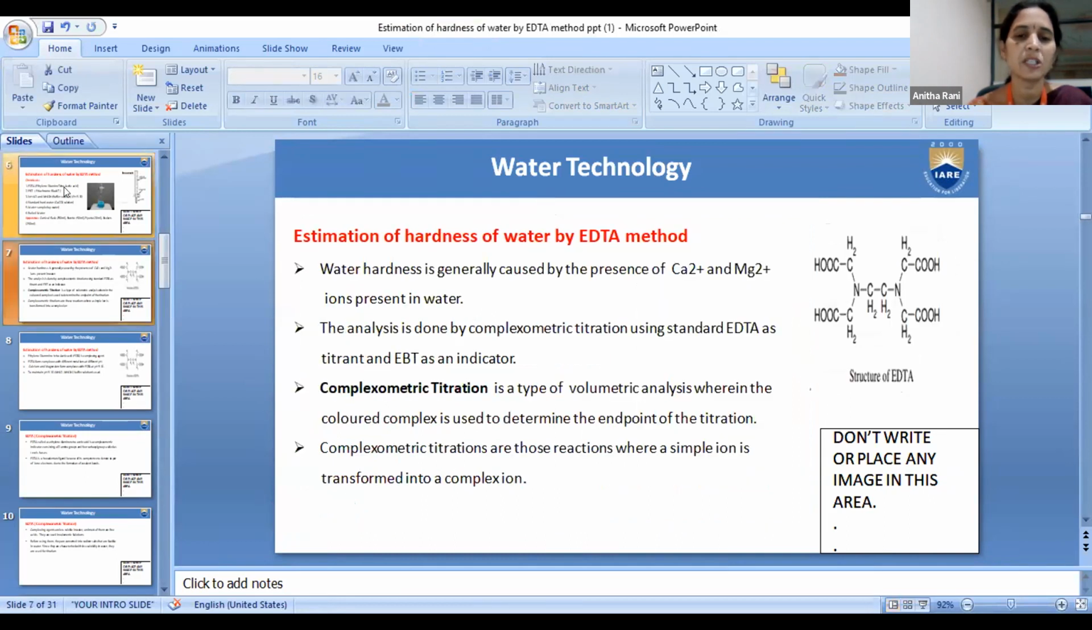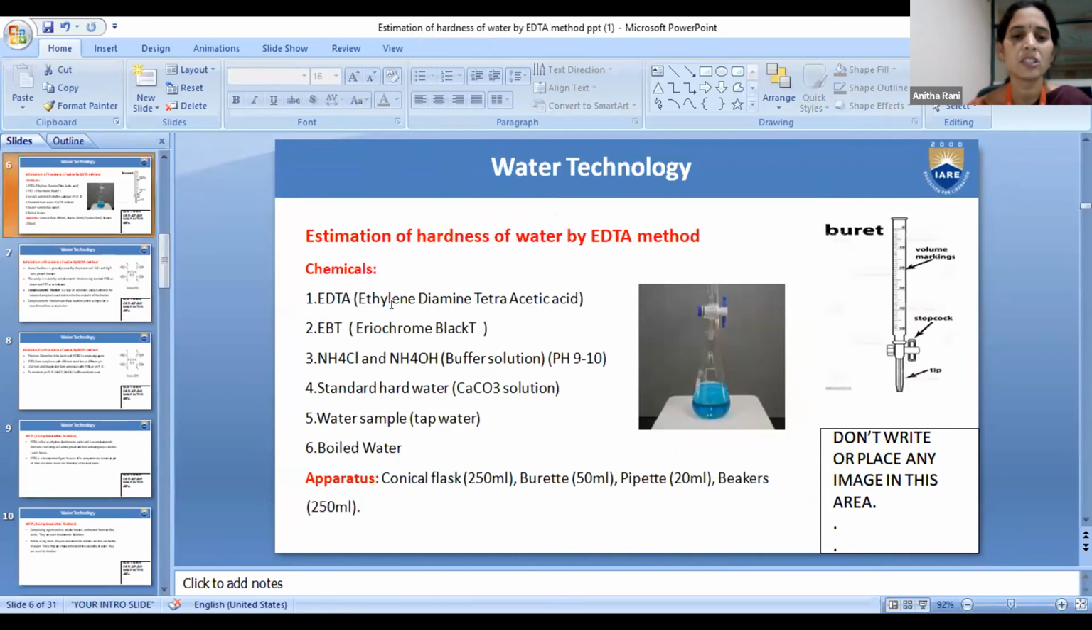Now you know the chemicals. We will use EDTA, ethylenediaminetetraacetic acid, and EBT, Eriochrome Black T indicator, and we use a buffer solution to maintain the pH at 9 to 10.